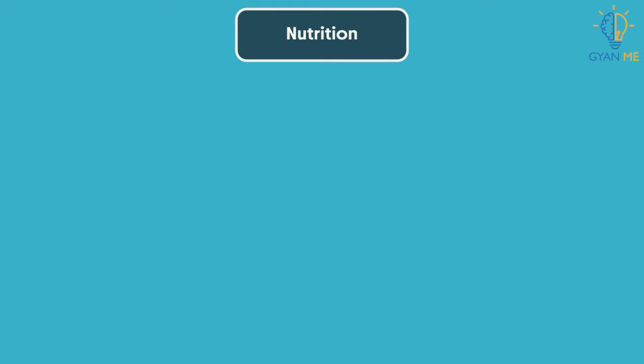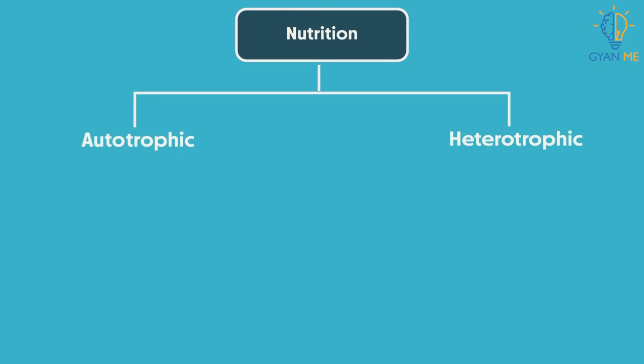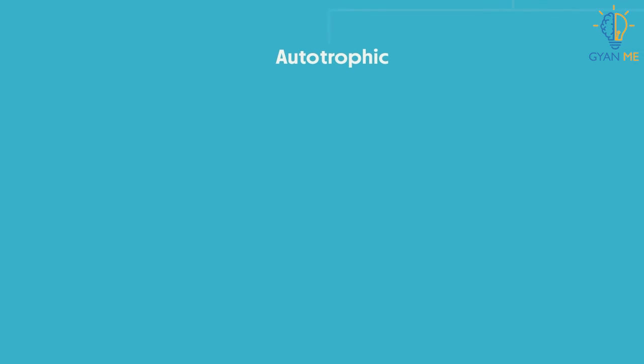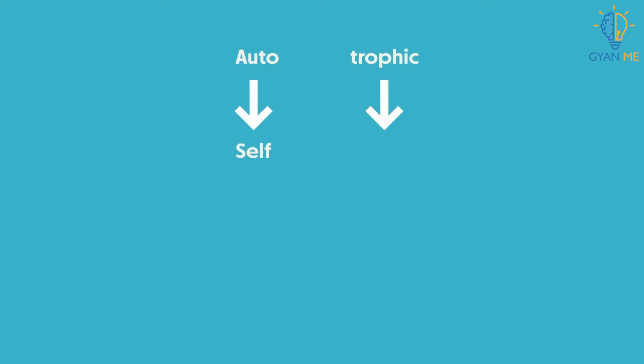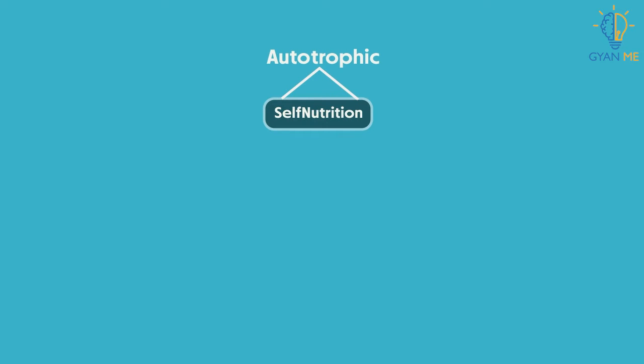Now, let's see different modes of nutrition. Broadly, there are two modes of nutrition among living organisms, namely autotrophic mode and heterotrophic mode. Let's learn both of these one by one, starting with autotrophic mode. The term autotrophic has been derived from the combination of two terms. Auto meaning self and trophic means nutrition. So students, we can say that the literal meaning of this term autotrophic is self-nutrition.